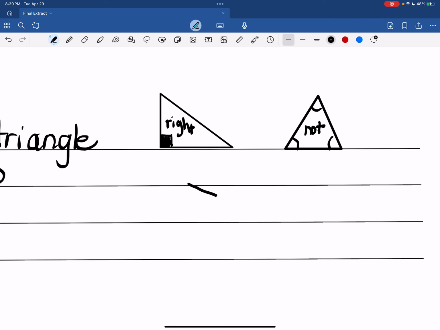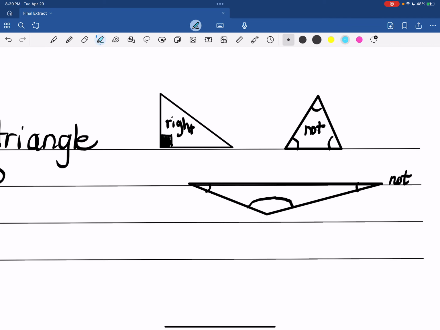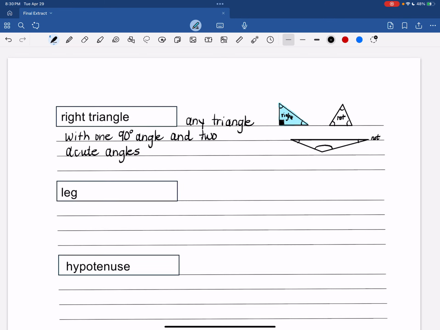What about this one? That's a small angle, and that's an obtuse angle. That's a big old angle. But none of them are right angles, so that is not a right angle. The only right triangle in this array of triangles is this one. It must have a 90-degree angle, which means the other two will always be acute little angles.